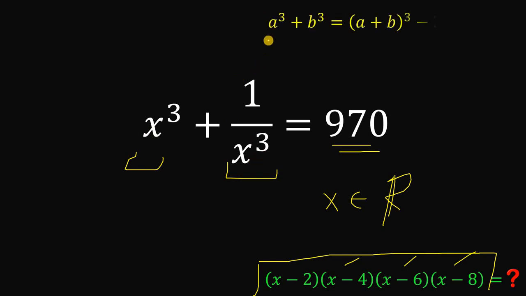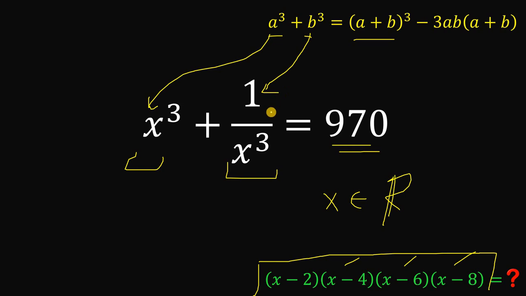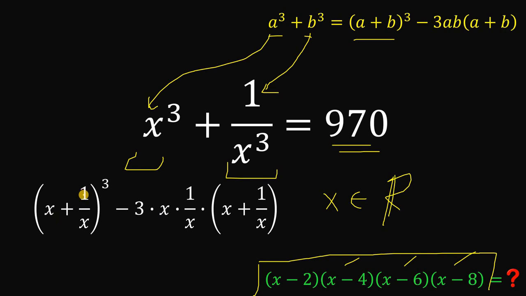This reminds me of this identity. If we have a cubed plus b cubed, this can be factored as (a plus b) raised to the power of 3 minus 3 times a times b times (a plus b). So here a represents x and b represents 1 over x. So the left hand side of our equation can be factored as follows. We have (x plus 1 over x) raised to the power of 3 minus 3 times x times 1 over x times (x plus 1 over x). So we can replace the left hand side with its factored form.